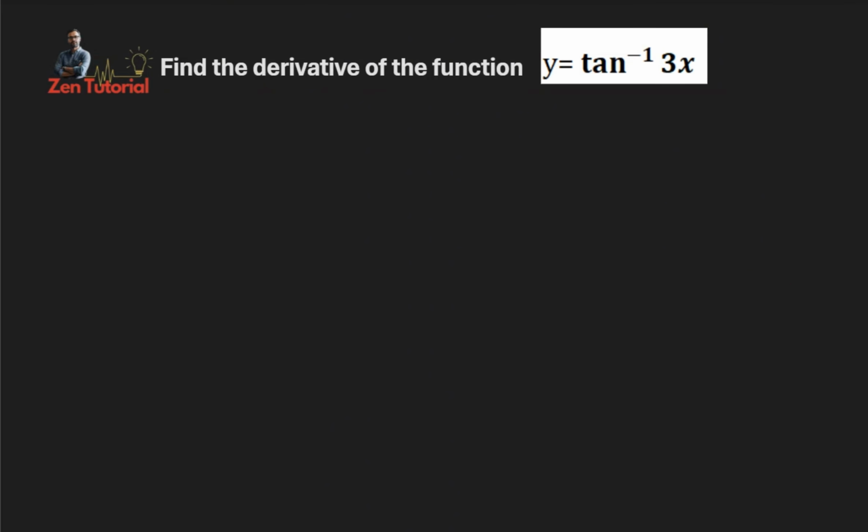So this is the final answer for the function f of x is equal to tan inverse of x. The next example: the function was y equals to tan inverse x. Now here, instead of x, it is 3 times x. Let's consider p is equal to 3x, right? Indeed, we could write down y is equal to tan inverse p.